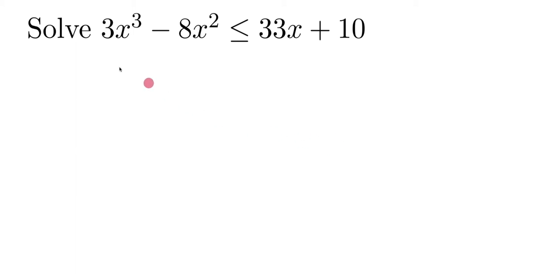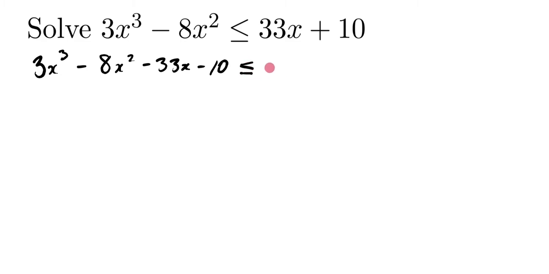So we are being asked to solve this cubic inequality here. The first thing that we're going to do is just take everything over to one side. So that means I'm going to get 3x cubed minus 8x squared. Then I'll subtract 33x over, and I'll subtract negative 10 over. So that is going to be less than or equal to 0.